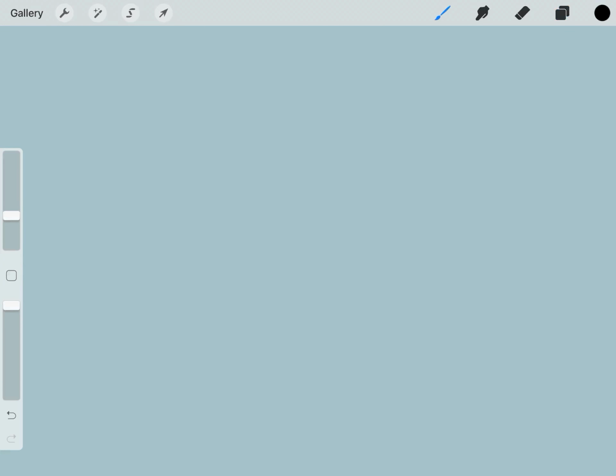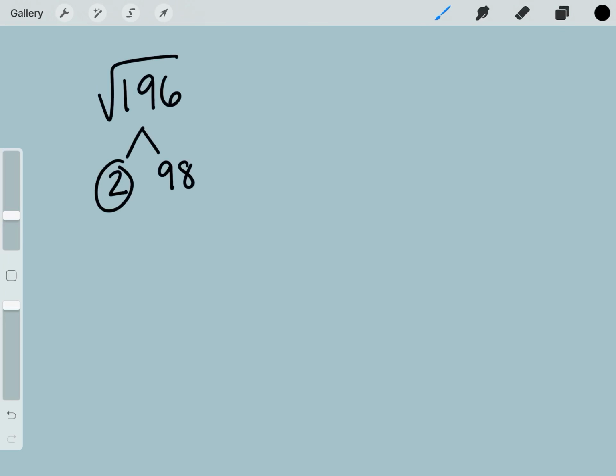All right, and then we move on to the square root of 196. 196 is not a number you deal with often. It's an even number though, so I know it gets divided by 2. I always just try to pick things I know pretty easily, especially if you have a calculator, it's easy to work with. 196 gets broken down into 2 and 98.